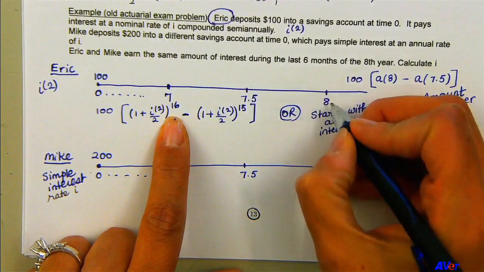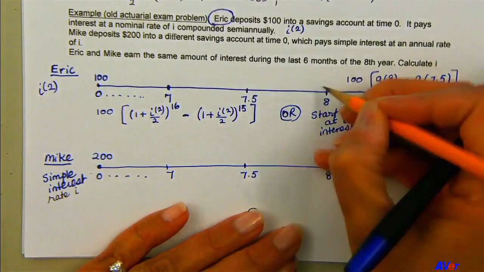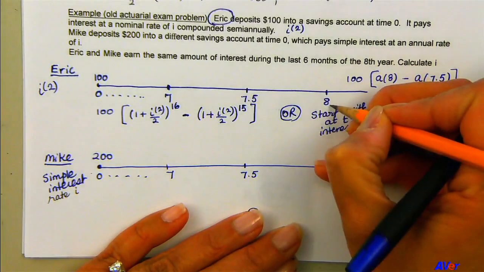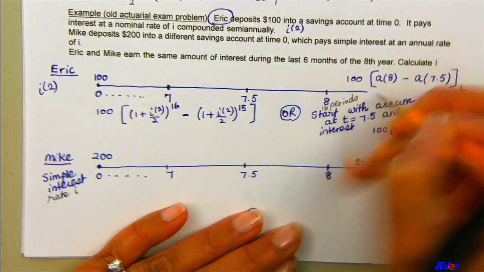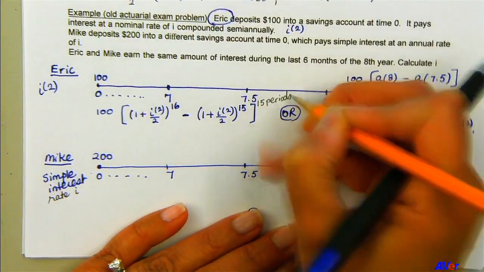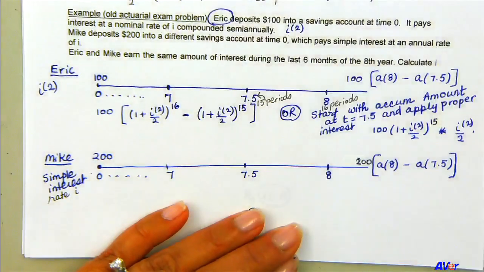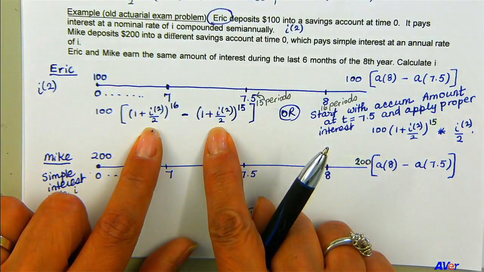So let's write it in some other color. This is 16 periods, and this one is 15 periods. And that's why these are what they are. Do you understand this clearly?